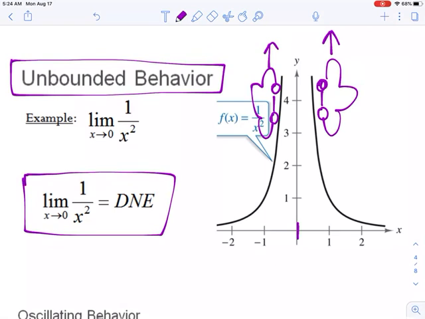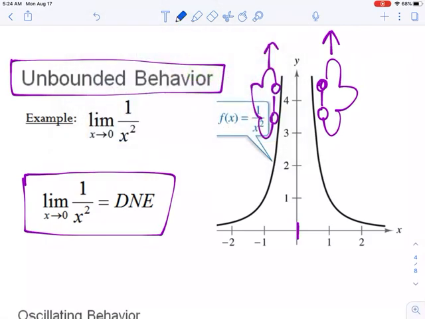If we are approaching infinity or if we are approaching negative infinity, we say that we have unbounded behavior and the limit does not exist. Now, I will mention that here in a couple more lessons, we will be able to describe that behavior that does not exist, but we're not there yet. We're just saying that the limit does not exist.